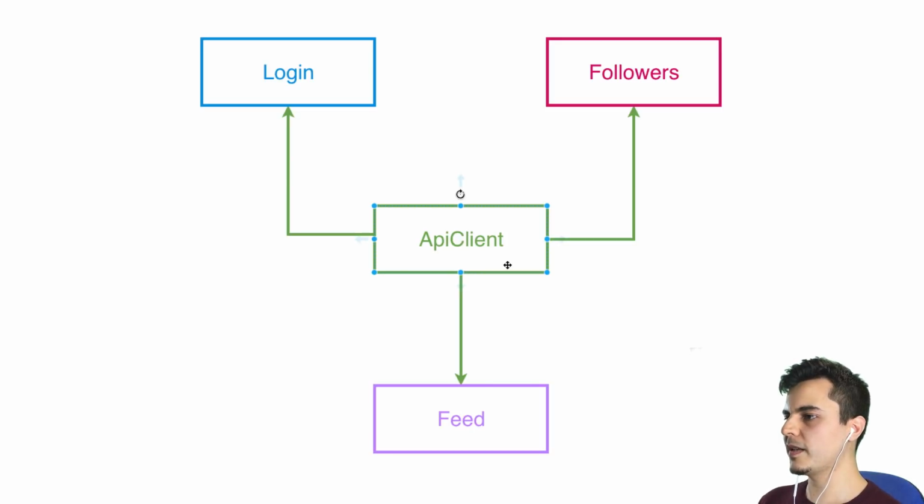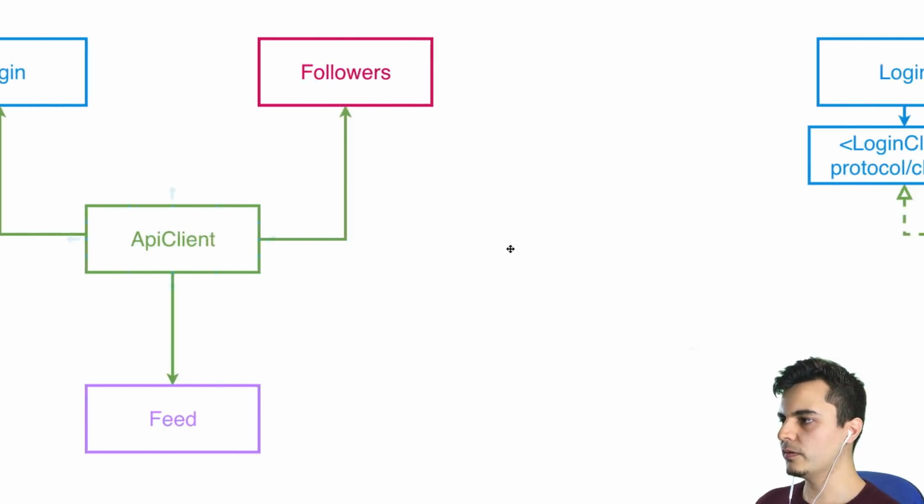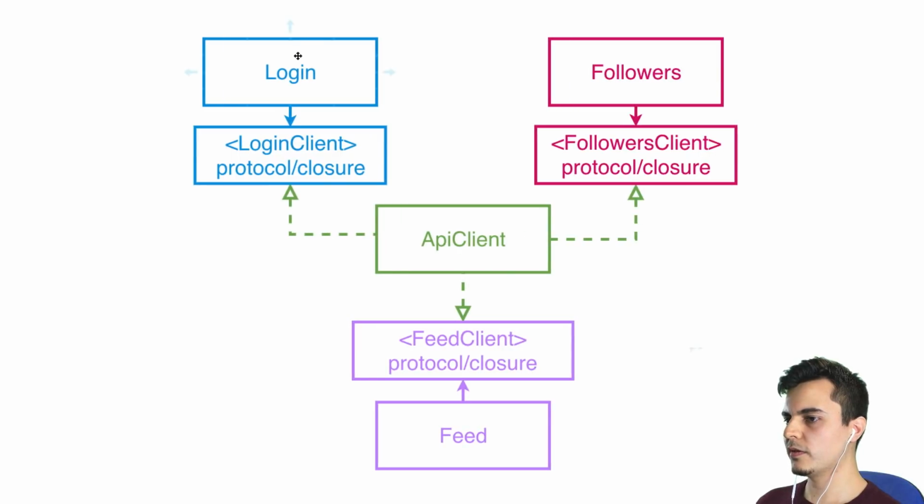Now this starts opening up a bunch of options here. And to do so, we introduce protocol or closures or any type of interface for the modules. For example, the login needs a function, or it needs a type that implements a function by talking to an API. The feed will need a function to load the feed. The followers will need a function to load the followers. And that's all they need. It doesn't need to know where it comes from.